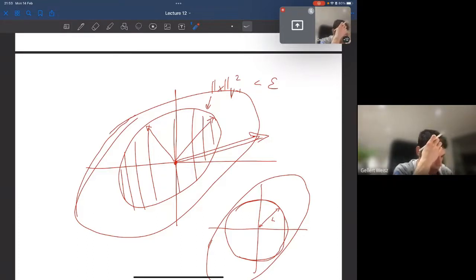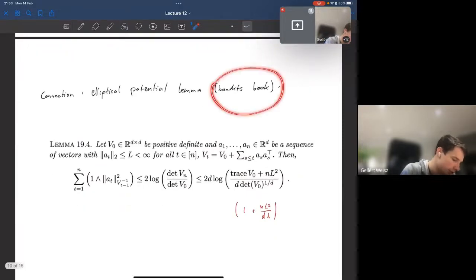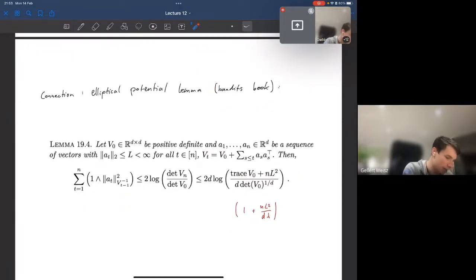Right. And so this kind of stuff comes up, and there is the Bandit's book, which you might have heard about. In that, this is called the elliptical potential lemma, and in lots of other places, but I just screenshotted the lemma from there. And so this is a similar kind of thing. So what you have here is A is your sequence, so the notation is going to be a little bit different, but you have the same kind of L bounded norm on A, and then you have the same kind of V.